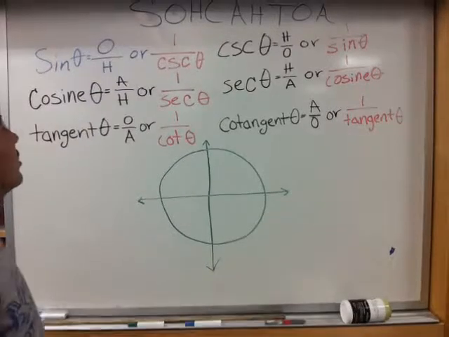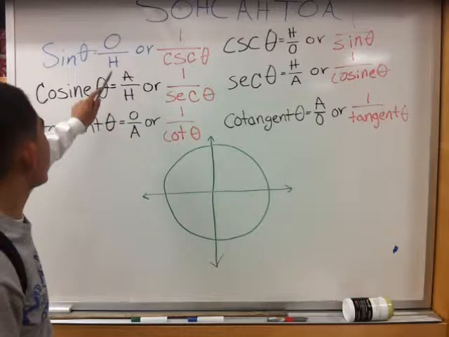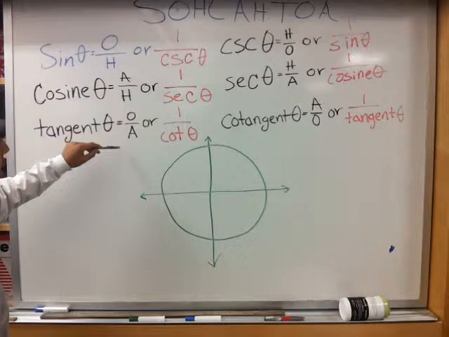Alright, so we have sine beta, which is opposite over hypotenuse, or 1 over cosecant beta. There's also cosine beta, which is adjacent over hypotenuse, or 1 over secant beta. Tangent beta, which is opposite over adjacent, or 1 over cotangent beta.